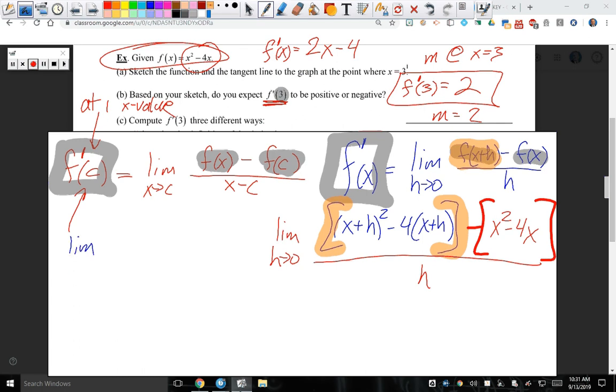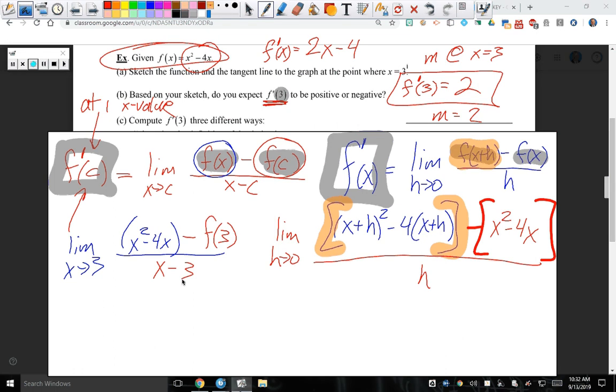Can you help me out over here? What's this approaching? C, which in this case is going to be what? 3. And here we go. I need an f of x. What do I write there for f of x? The equation. X squared minus 4x. Now we're going to do minus f of c. What do you think I write for f of c? Plug in the 3. So let's write it out like this. F of 3. Okay? All over x minus 3.